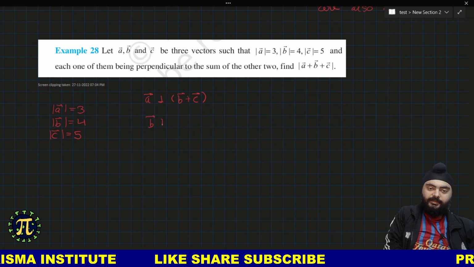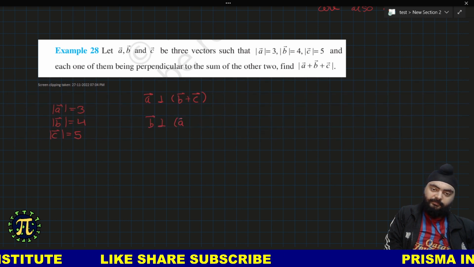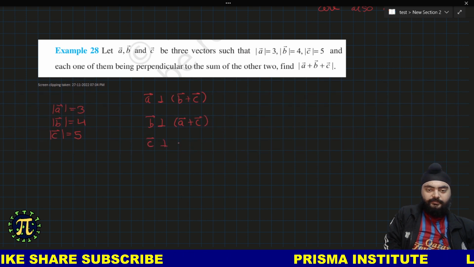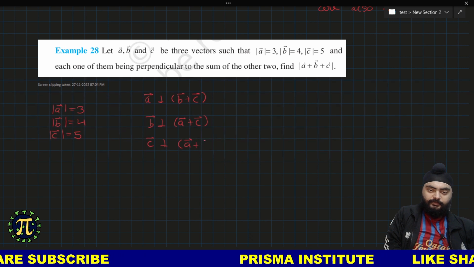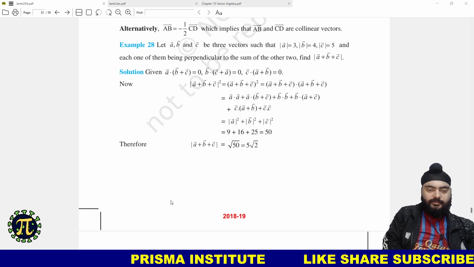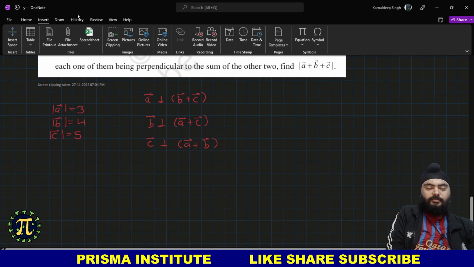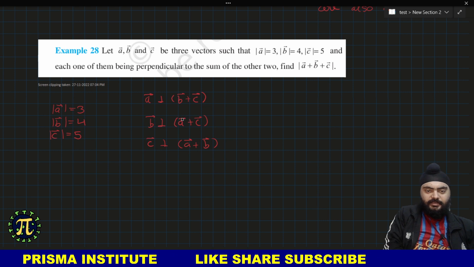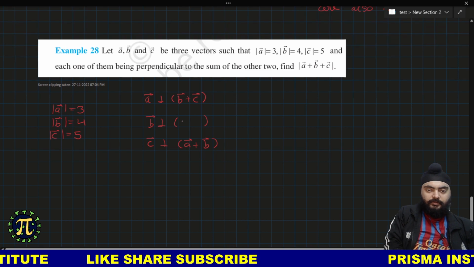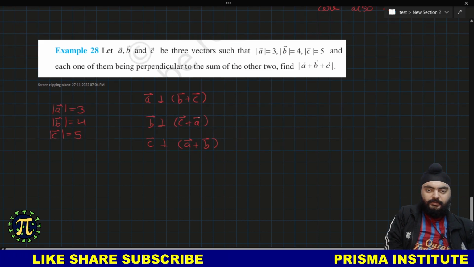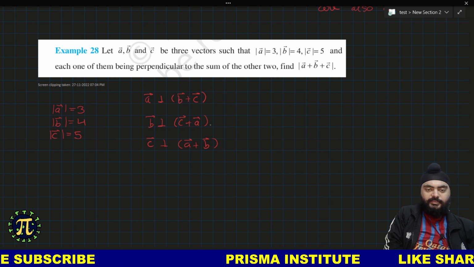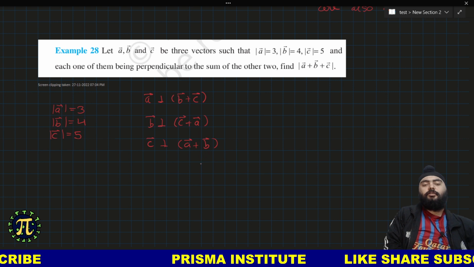And B vector is perpendicular to what? Sum of the other two. So perpendicular to A plus C, right? And C vector is perpendicular to what? A plus B, right? Okay. So if you want to, you can keep them in cyclic order, so write it as C plus A. So A is perpendicular to sum of B plus C, B is perpendicular to sum of C plus A, and C is perpendicular to sum of A plus B.